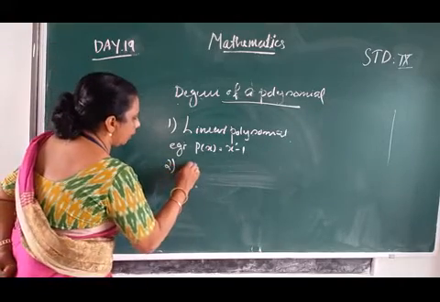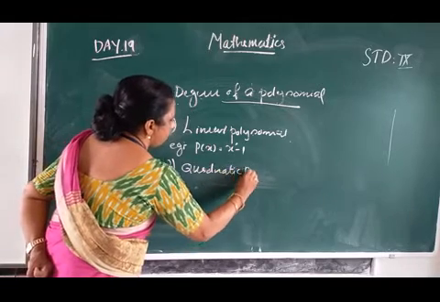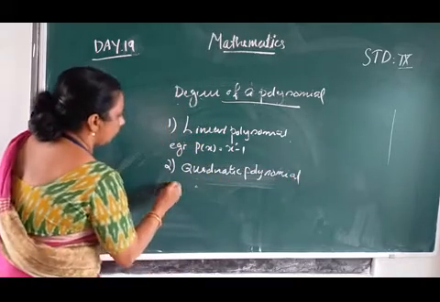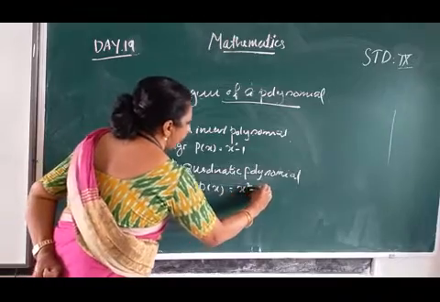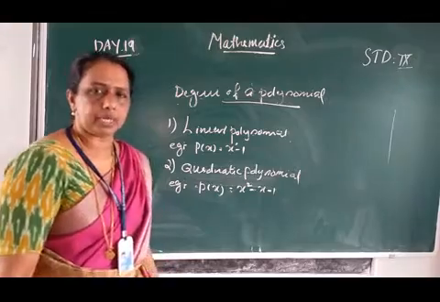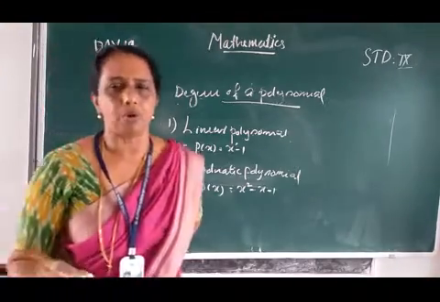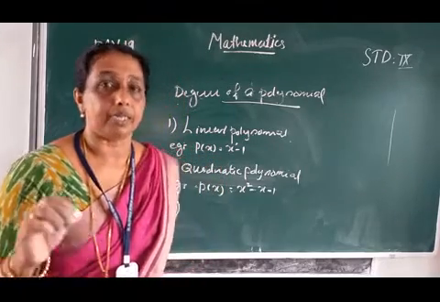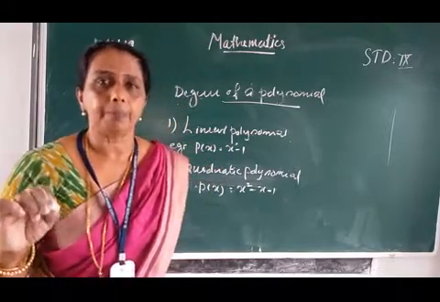The second degree polynomial is called a quadratic polynomial. Example, p of x is equal to x square minus x minus 1. That is a quadratic polynomial. Highest power is 2. That is a quadratic polynomial. Then third one, the highest power of the variable in a polynomial is called the degree of the polynomial. Then if the degree of a polynomial is 3, it is called a cubic polynomial.